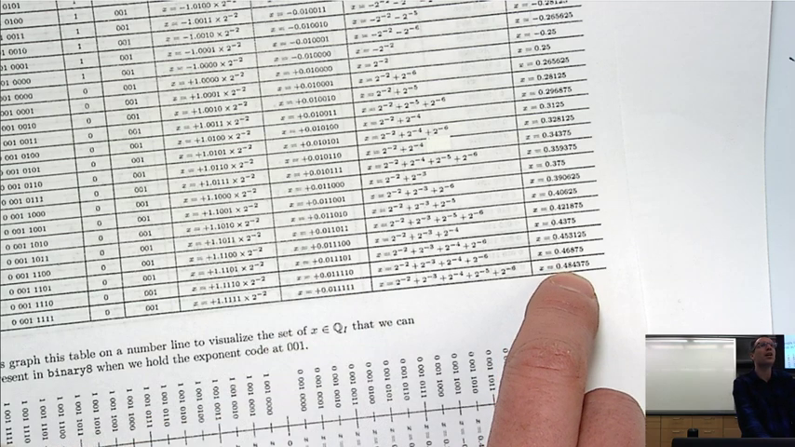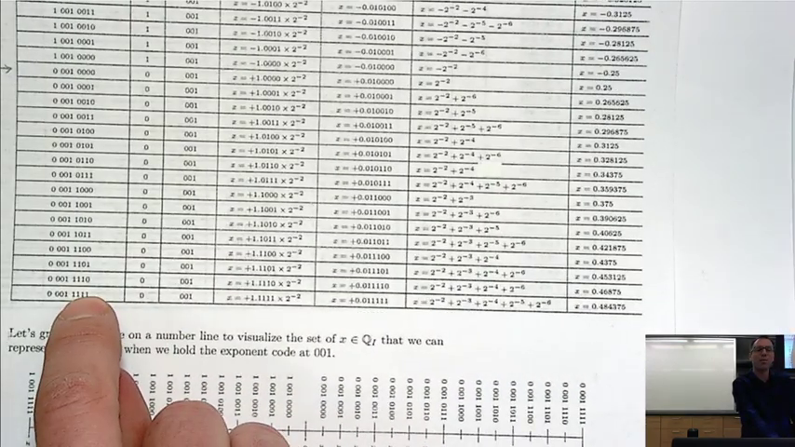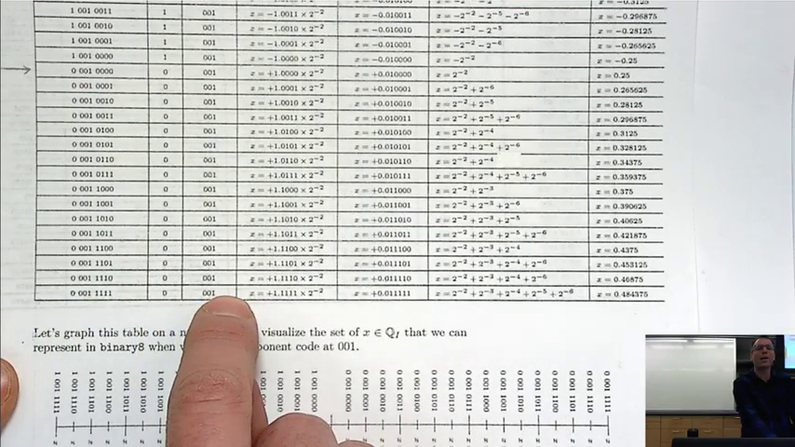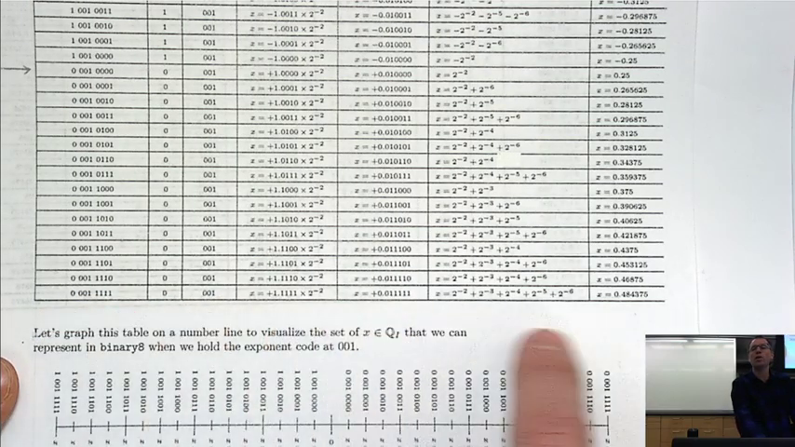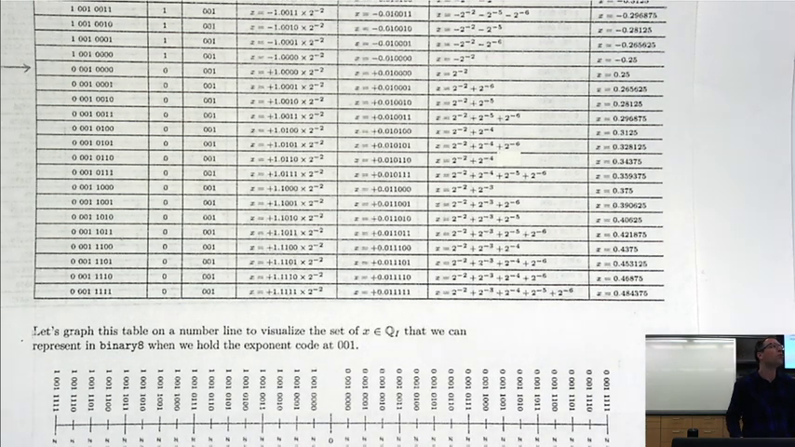Okay, let me ask you this. What if I increment the exponent field by 1, and I want to look at the last row when the exponent field is 010? What value will that have?